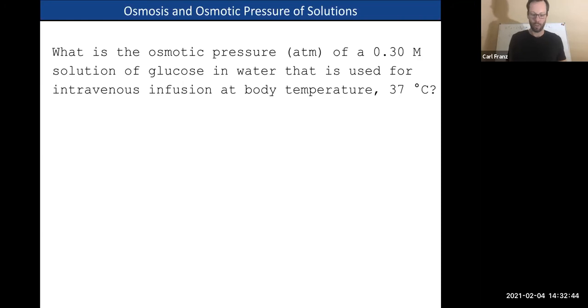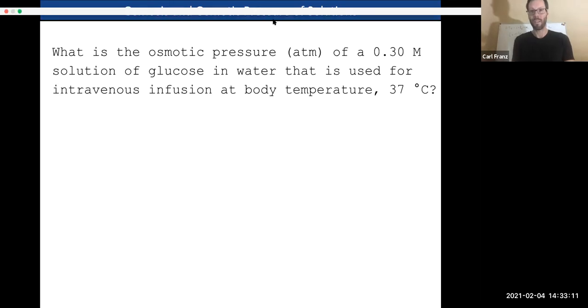Okay, so to solve this, you have molarity, you have temperature. What you need to do is figure out the gas constant and put those together, and that should give you osmotic pressure. So I'm going to pause it here, write a little bit on the board, and I want you guys to work on this, and then we'll work on it together.